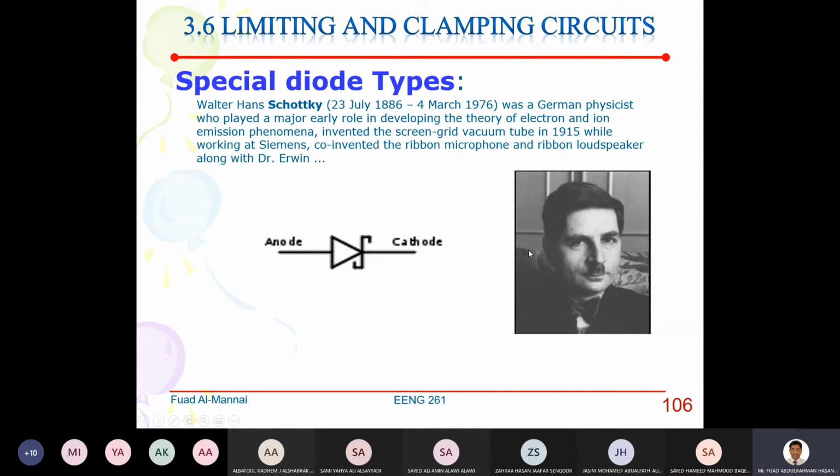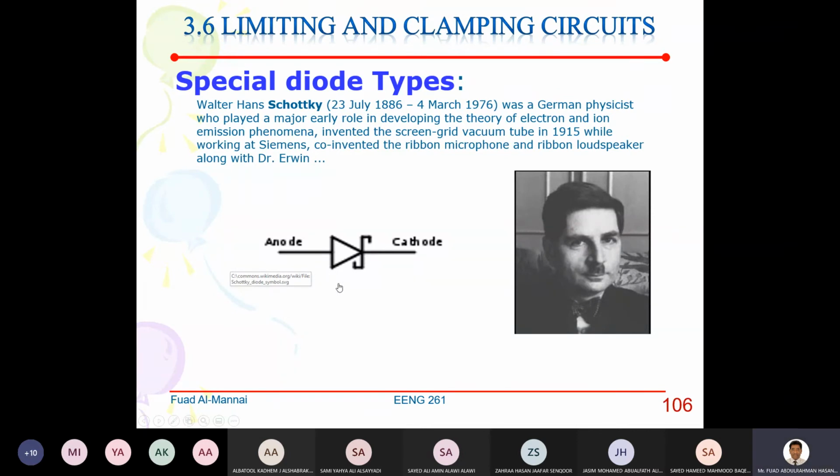There was a German scientist who lived from 1886 to 1976, and his name is Walter Hans Schottky. That's why they named this diode after his name, Schottky.